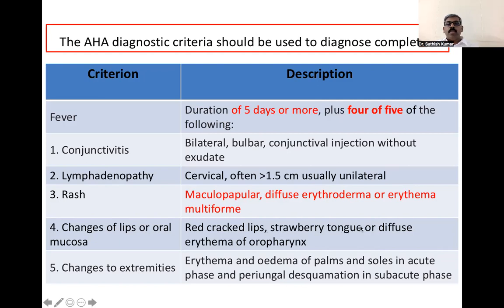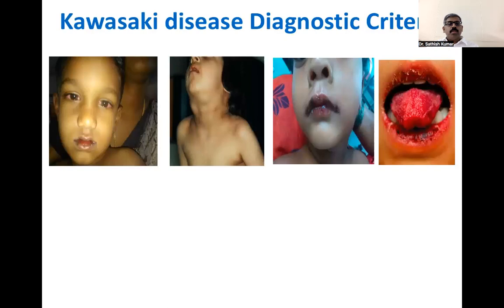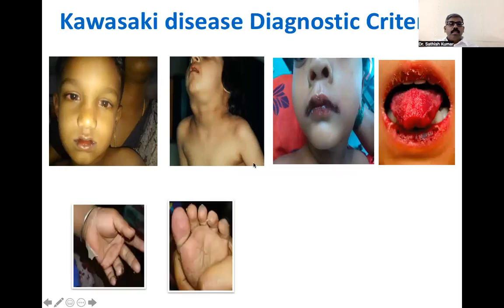Lip changes: red cracked lips, strawberry tongue, or diffuse erythema of the oropharynx. Extremity changes, as I showed you: they have erythema and edema of palms and soles in the acute phase and periungual desquamation in the subacute phase. Remember that all these features do not need to occur concurrently. They can occur anytime during the duration of illness. Kawasaki disease is one disease in primary vasculitis where you have a lot of skin and mucosal manifestations. So this is a classical non-purulent conjunctivitis, cervical lymphadenopathy more than 1.5 centimeters, the oral cracked lips, and the typical strawberry tongue. This peeling usually happens at the tip of the fingers and the toes, which is seen in the subacute phase.